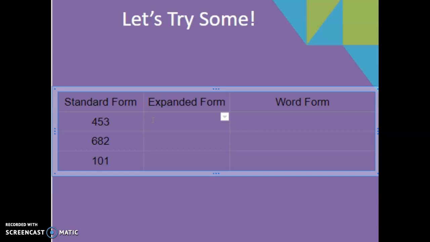So our number, if we were reading the standard form number, we would read it as 453. So in the hundreds place, I have a 4, which means I have 4 hundreds. And also remember that when we expand it, we still want to keep that number together. So we're going to put a plus sign there. And then I'm going to have a 5 in the tens place, so that makes that 50. And then there's a 3 in the ones.